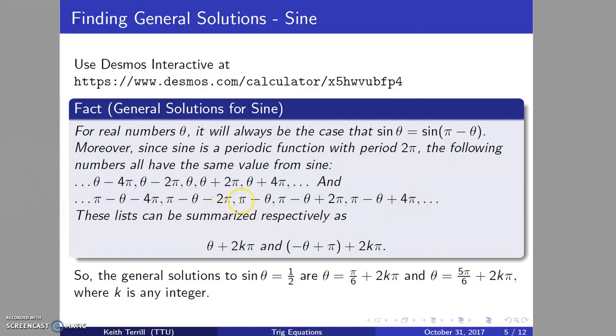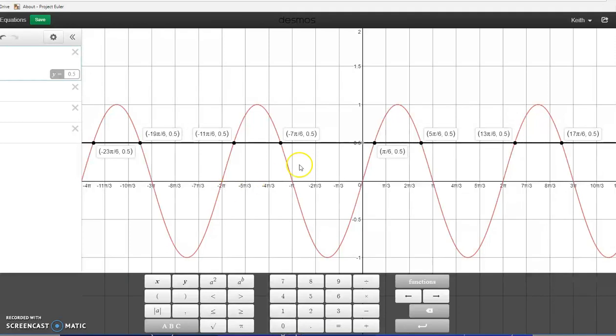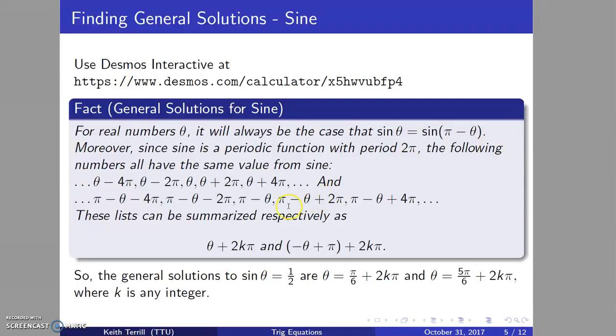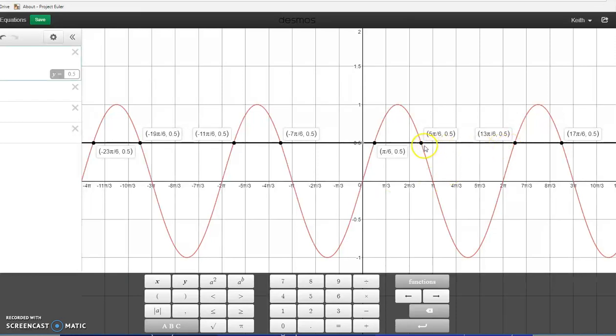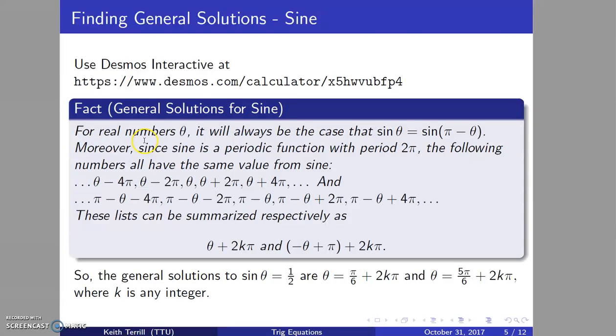And that's how you go from this solution here at pi over 6 to pi over 6 plus 2 pi, pi over 6 minus 2 pi, pi over 6 minus 4 pi. And that's how you get all of these infinite solutions. And then the negative theta plus pi, that's the 5 pi over 6. You then add 2 pi to get here, or you subtract 2 pi, and that's how you get all of the possible solutions for sine of theta equaling 1/2.